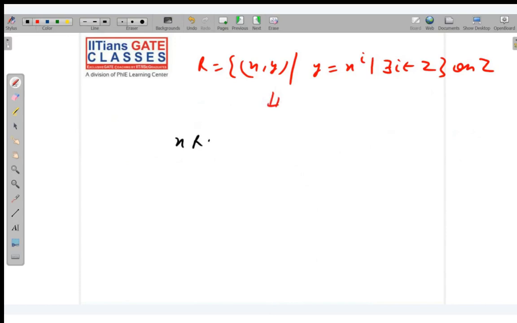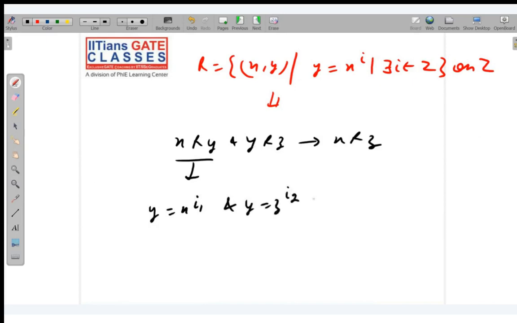Simple definition: x is related to y and y is related to z should conclude x is related to z. What do you mean by x related to y? y is equal to x power i, where i is some integer quantity. So you will say y is equal to x power i1. And y related to z means y is equal to z power i2. From that you should conclude that x is related to z, that means z is equal to x power some integer i3.